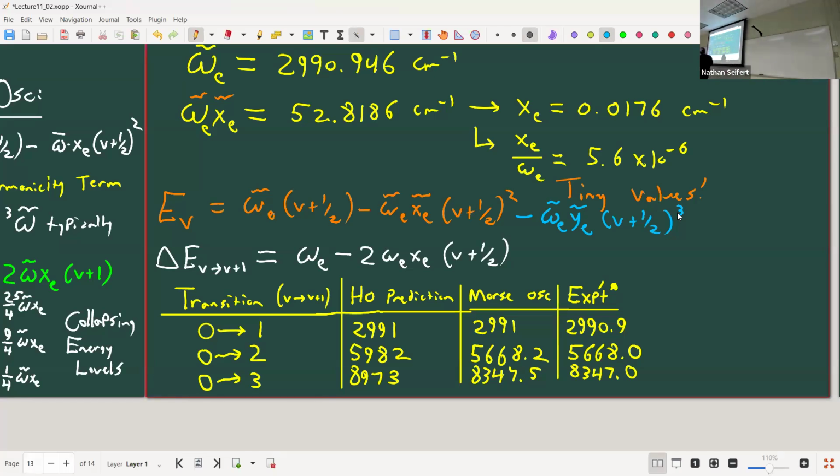So again, this is the thing about spectroscopy: we're not really measuring chemistry directly. We're measuring things that give us some physical insight about the potential or about the system itself. But by measuring YE and XE and omega E, we are measuring this potential very indirectly, and it tells us something about the shape of the potential and how stiff or strong this bond is.